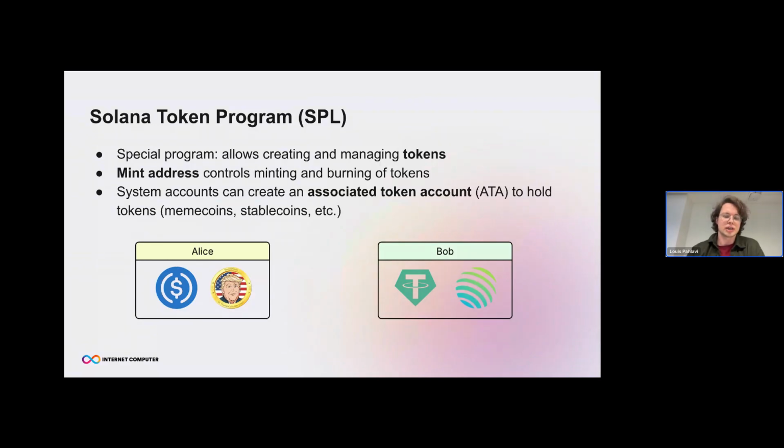And system accounts, I mentioned, are the accounts that hold balance. They can't quite hold a balance in tokens, but there is a concept of an associated token account, which is an account that's linked to a system account, and that's meant to hold the balance for a specific token. So, for example, Alice might create a USDC token account or a Trump coin token account, and then be able to manage her balance there.